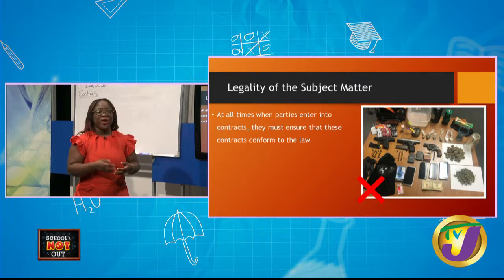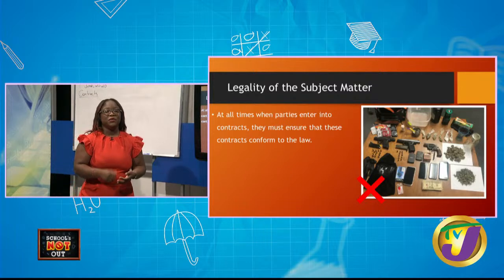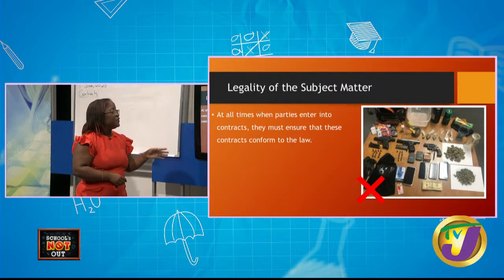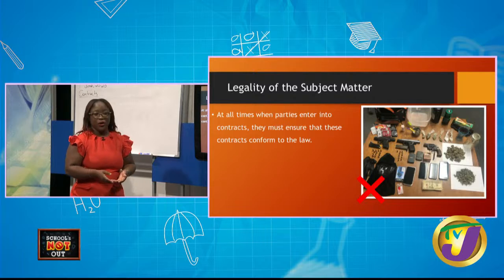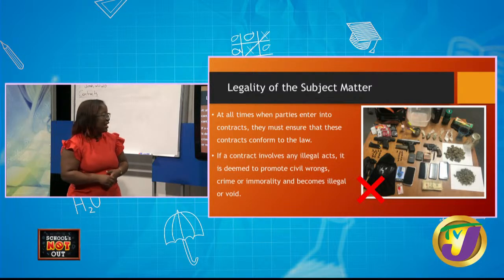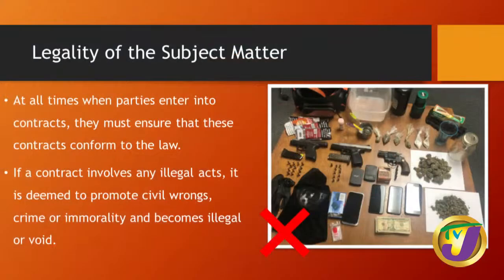So whatever we agree upon, it must be legally binding. It must be something that is not illegal. So at all times when parties enter into contracts, they must ensure that these contracts conform to the law as well. If a contract involves any illegal acts, it is deemed to promote civil wrongs, crime or immorality, and becomes illegal or void.